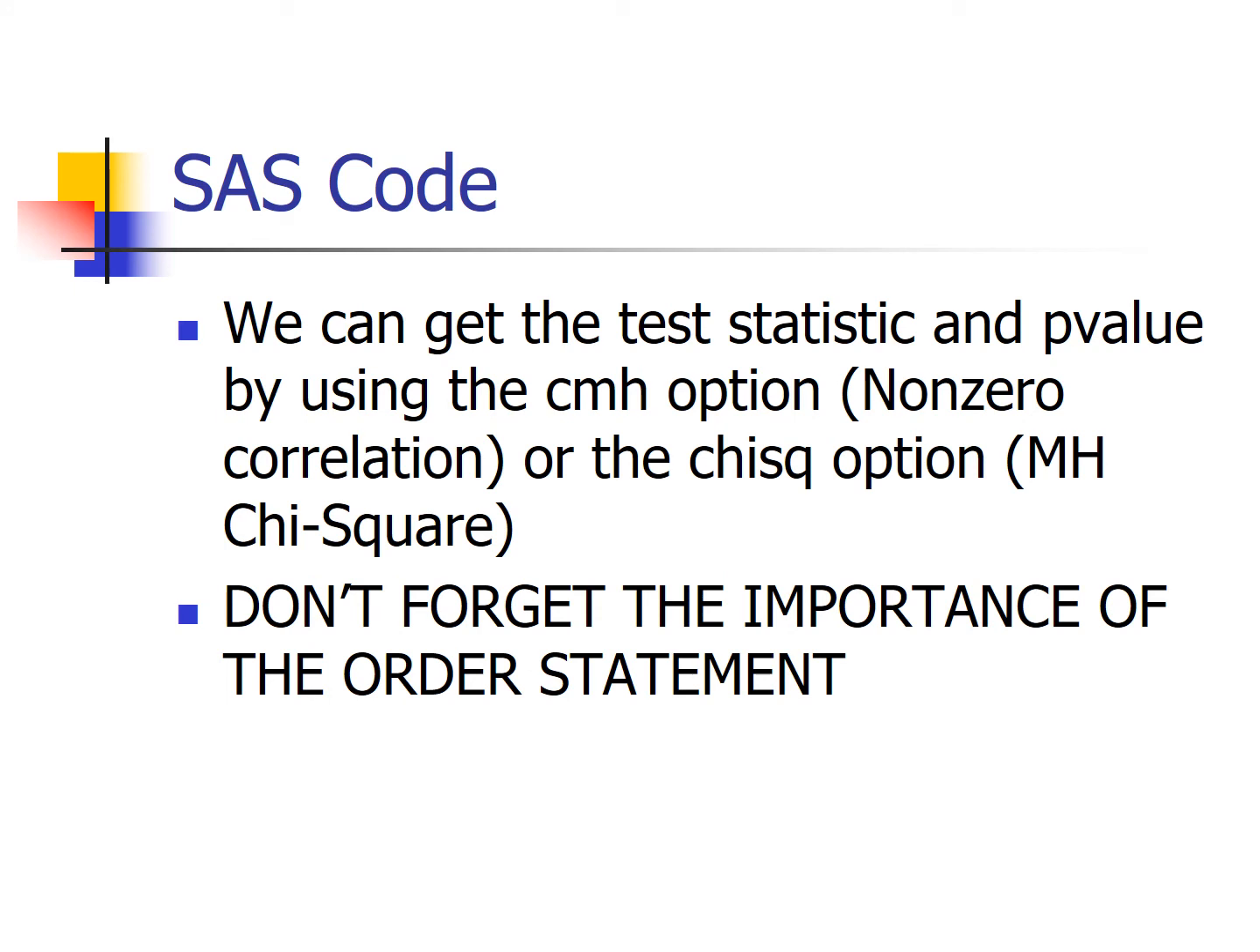We can get the test statistic and its p-value using the CMH option. Look under the non-zero correlation line. Or actually the chi-square option, if you look at the MH chi-square line. And just like before, if we have ordered categories, now both our rows and columns, make sure that our table has them ordered correctly, because our test statistic is derived from the table. So if the table is ordered wrong, our test statistic will be wrong.